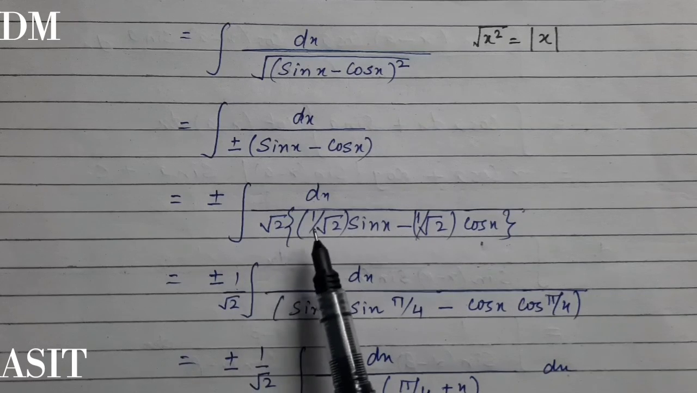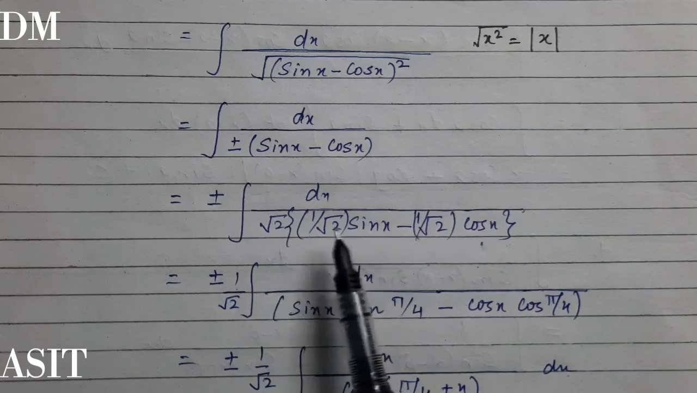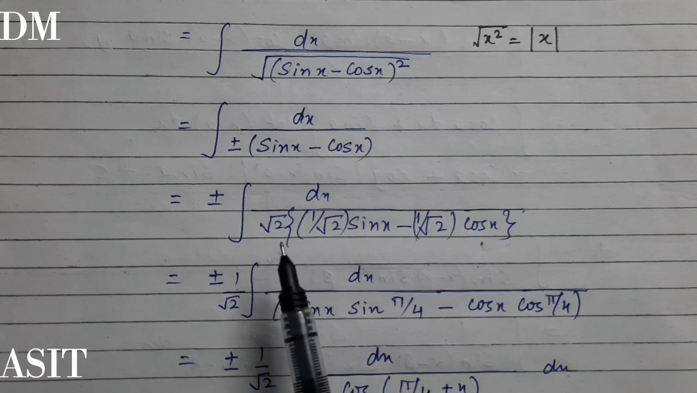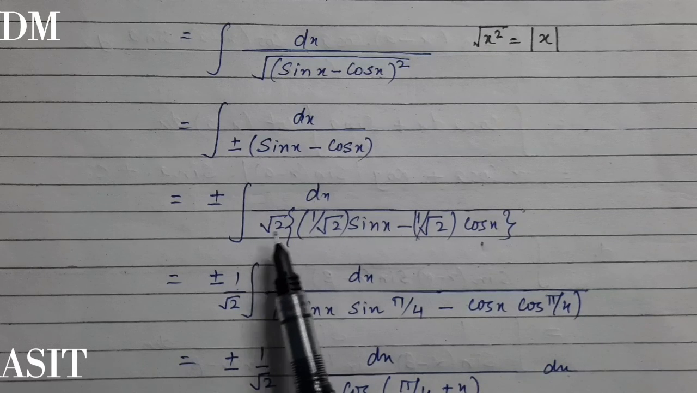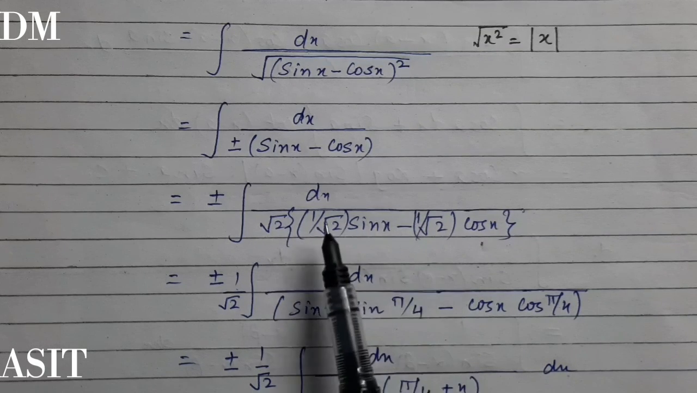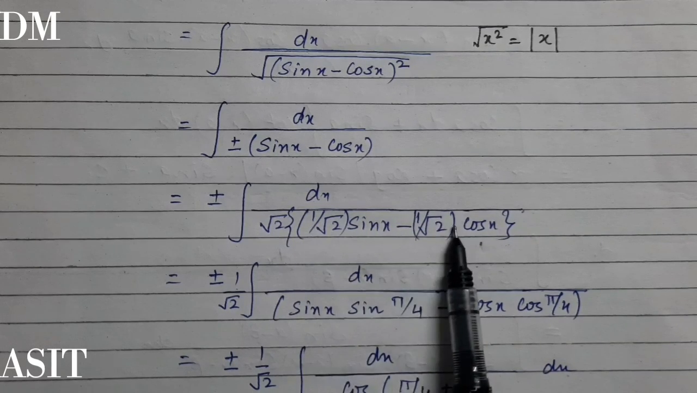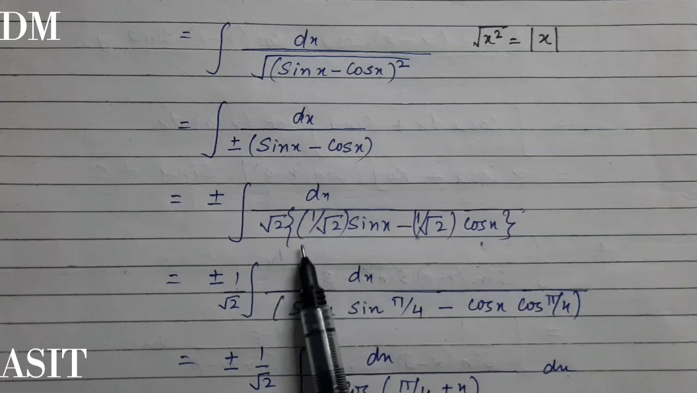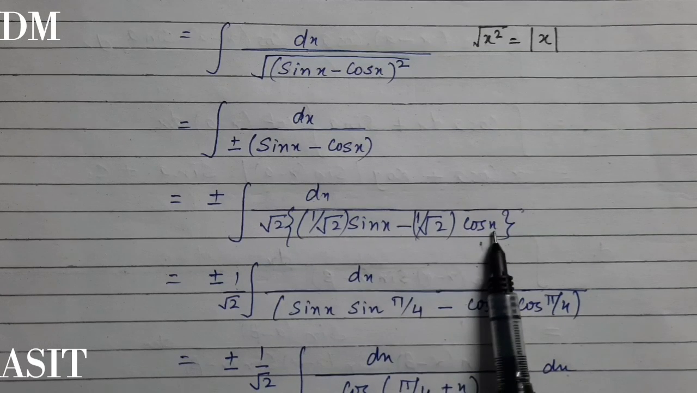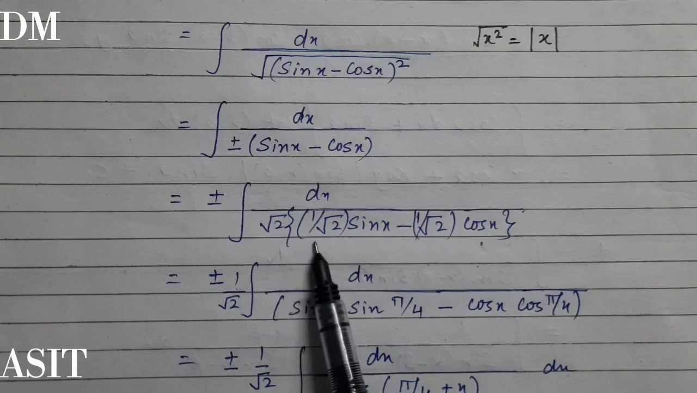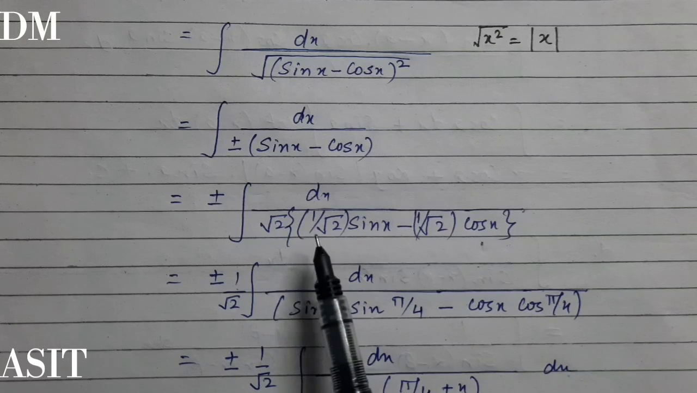So if I multiply and divide by root 2, that is a kind of trick here. So root 2 will be divided with both the terms. So it will be 1 by root 2 sine x minus 1 by root 2 cos x. Now we can apply the values.